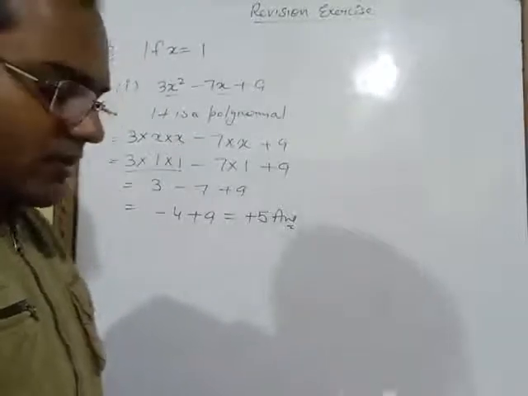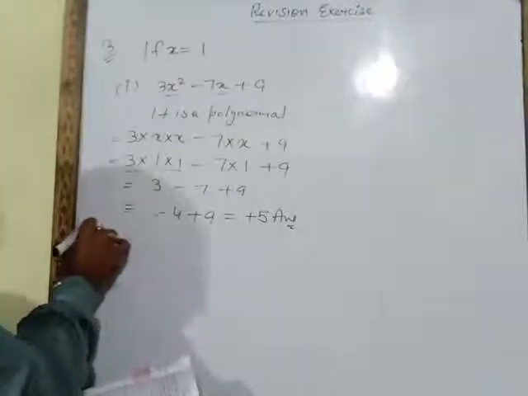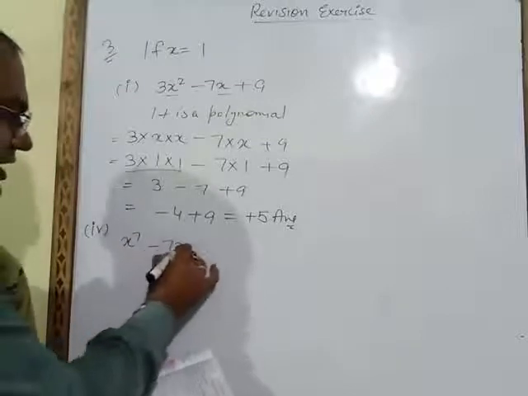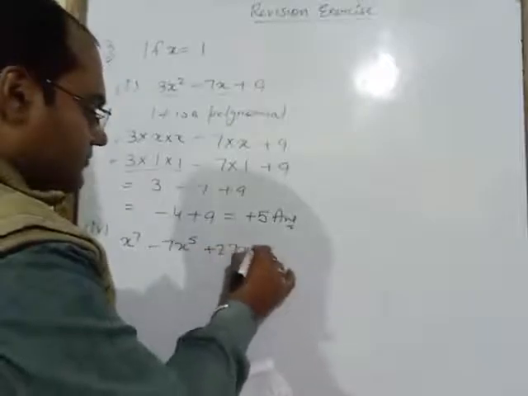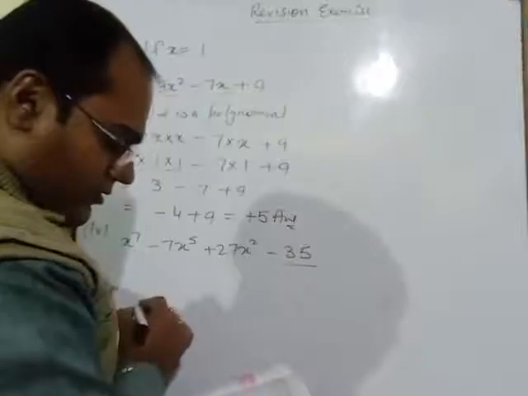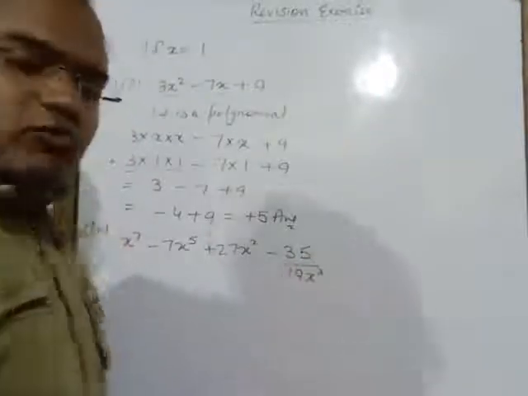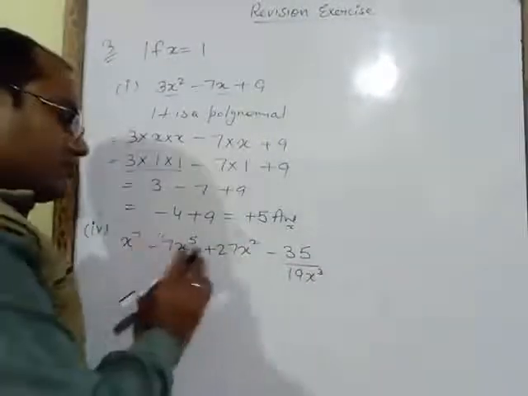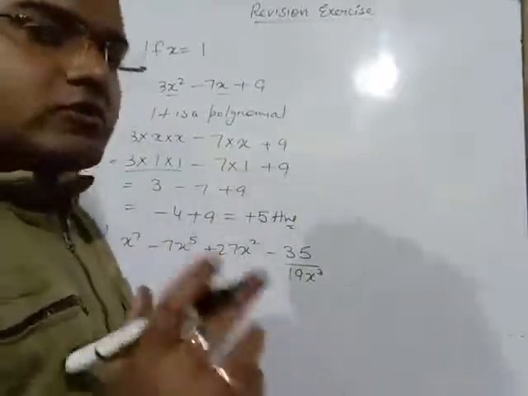Now see another part, number fourth. Fourth part is x power 7 minus 7x power 5 plus 27x square minus 35 upon 19x cube. This is the question, and in the heading it was given. First of all, you have to check whether this equation is a polynomial or not. If this equation is a polynomial, then you have to solve it.